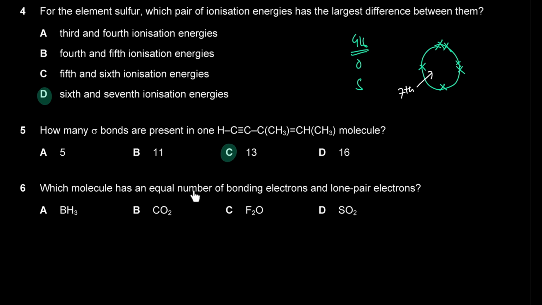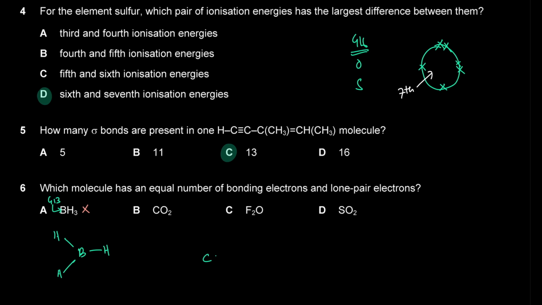Which molecule has an equal number of bonding electrons and lone pair electrons? Now let's go through each of the options. BH3 is this boron making 3 bonds with hydrogen, right? And boron is in group 13, so it only has 3 valence electrons. Each of those 3 valence electrons is bonded. So there are no lone pairs here, whereas there are 3 bonded pairs here. So it's not A.